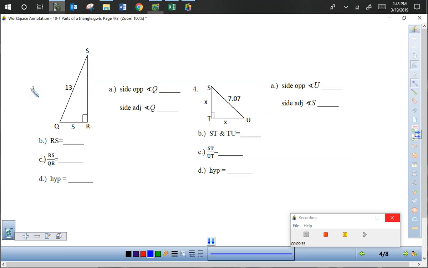Right now, I want you to pause the video and take care of number 3. Pay attention on part B for this. Your missing side here is not the hypotenuse, so be careful when you set up Pythagorean theorem on this one.